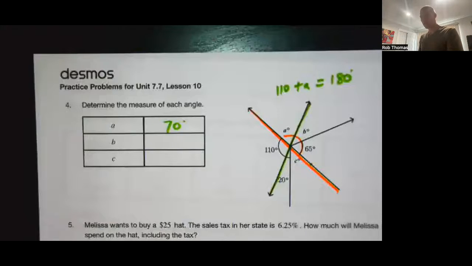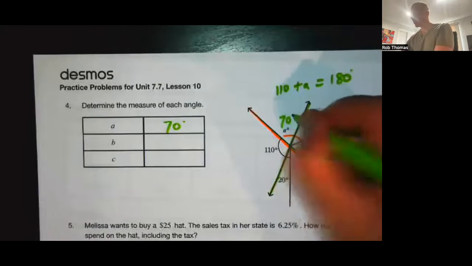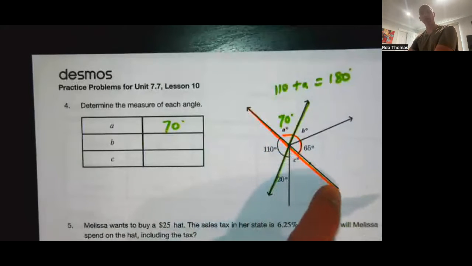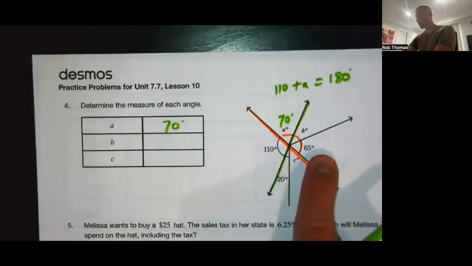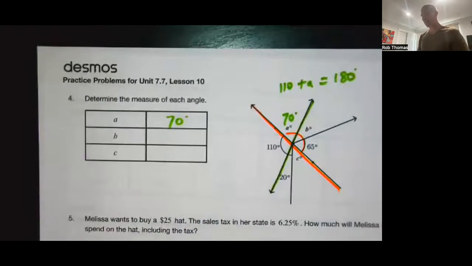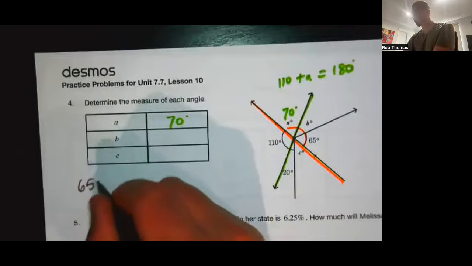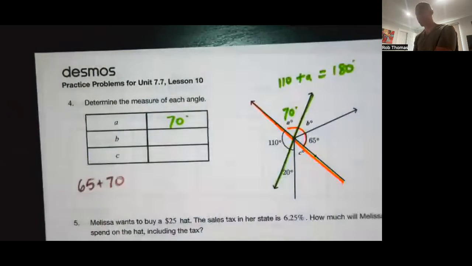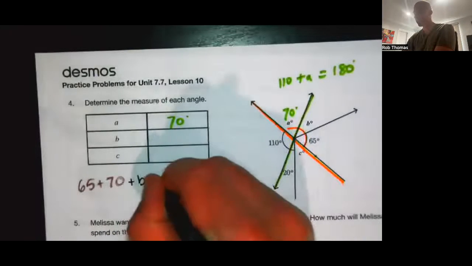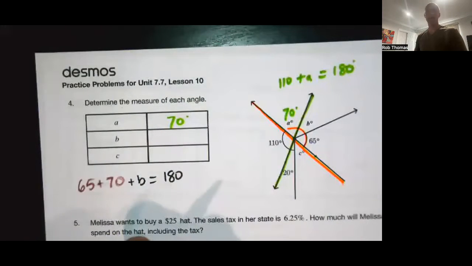So now can we do B? Well, now that we know A is 70, now we can look at all the angles on the upper side of this orange line. We have a 65, a 70, and an unknown, and they all have to add up to 180 together. So you're going to have 65 plus 70 plus that unknown B angle equals 180. I want you to solve that one this time.